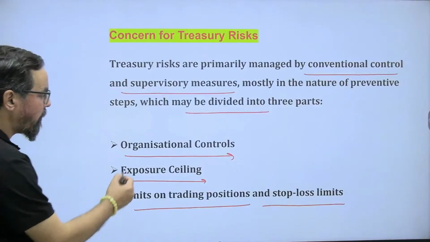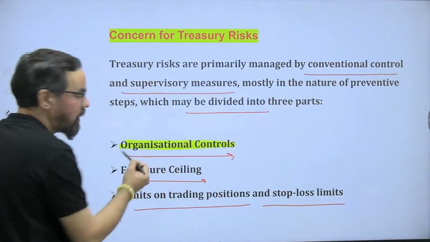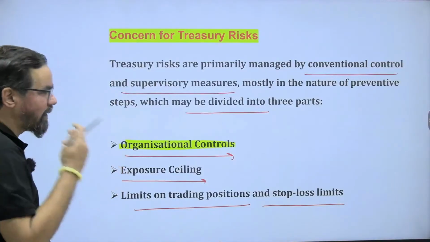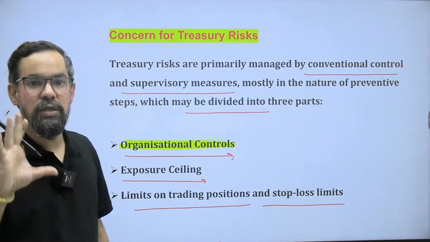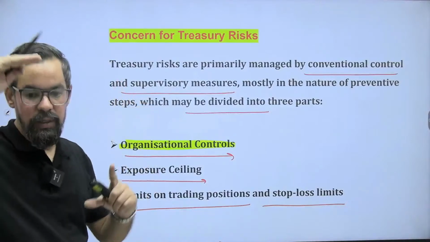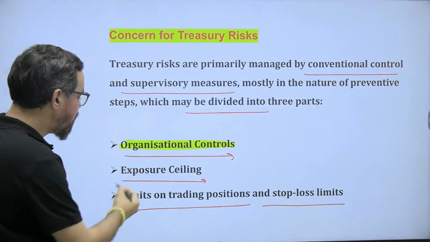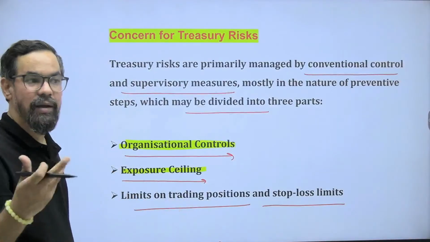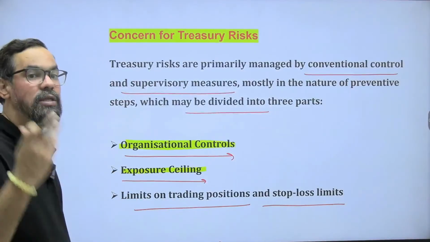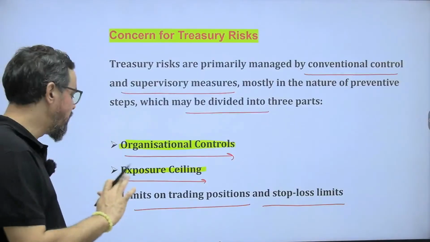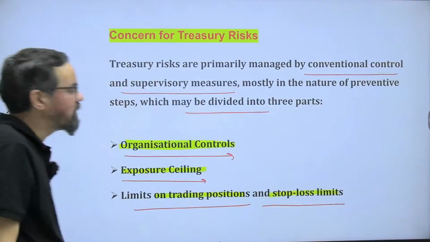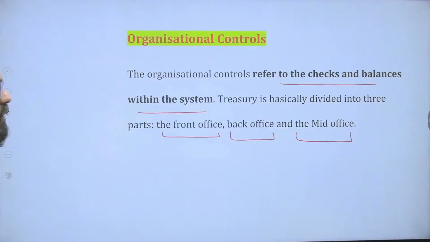So we need organizational control, that organizational framework where we have stop losses and the entire organized chief dealers and others. Then we have exposure ceiling, stop losses, deal limits or day limits, week limits, open position limit and others. Limits on trading position and stop losses. So these are some areas suggested to deal with this.